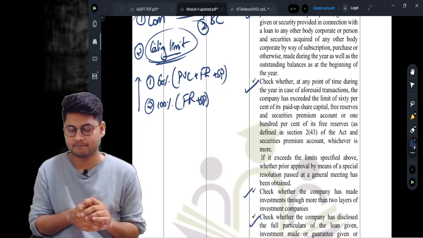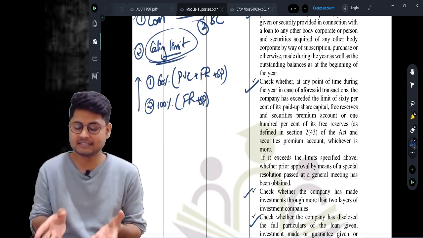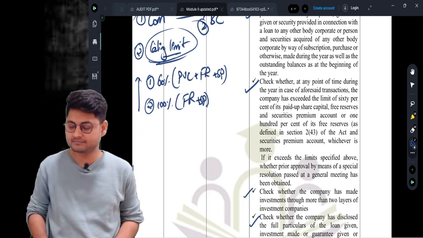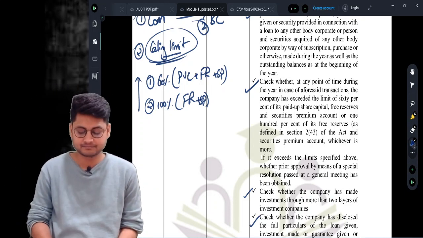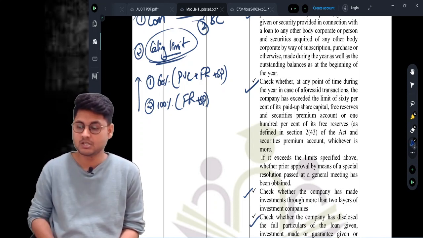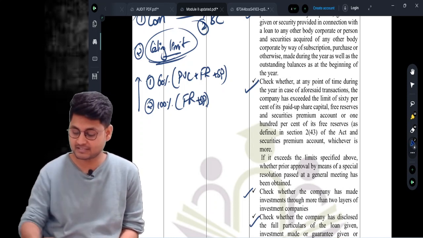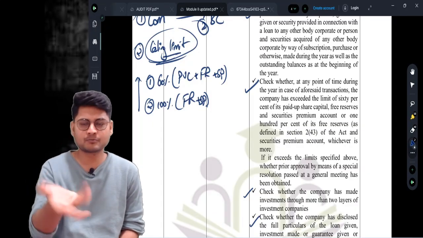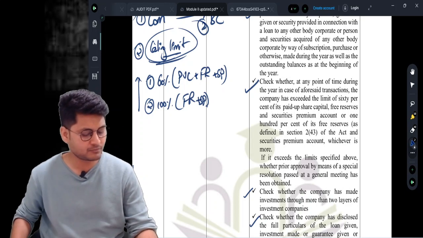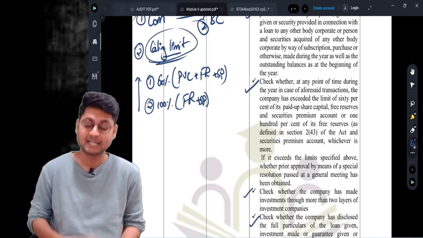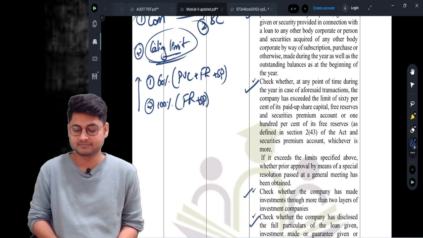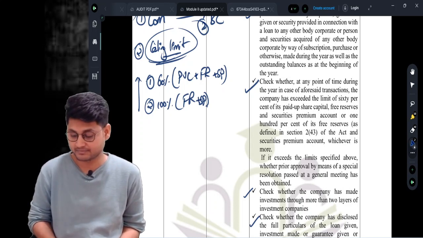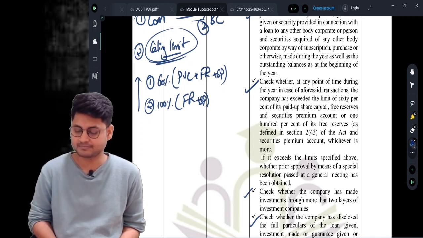If the loan amount is less than or equal to this ceiling limit, then unanimous board's resolution is required. To provide these loans, unanimous board resolution is required. So without passing board resolution, you cannot provide these type of loans, even if it is less than the ceiling limit. Unanimous board's resolution. Come to the next point.